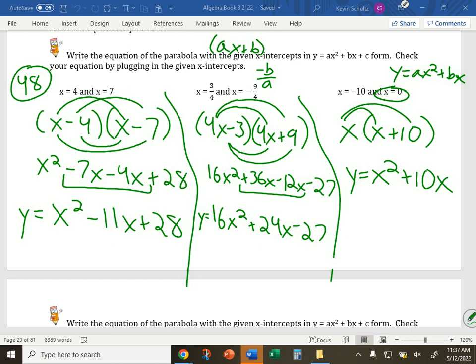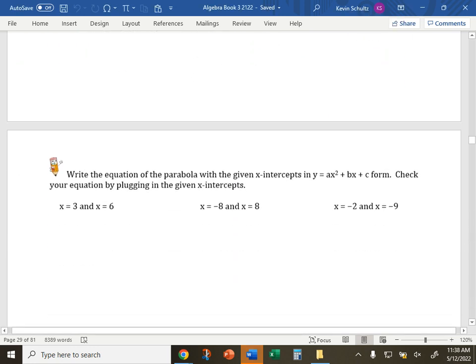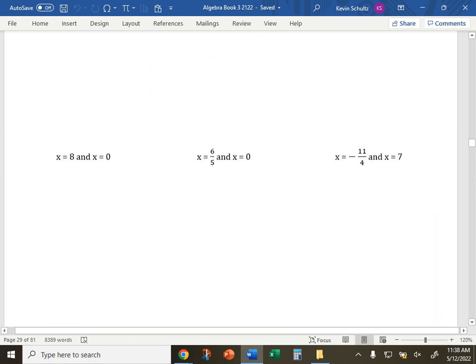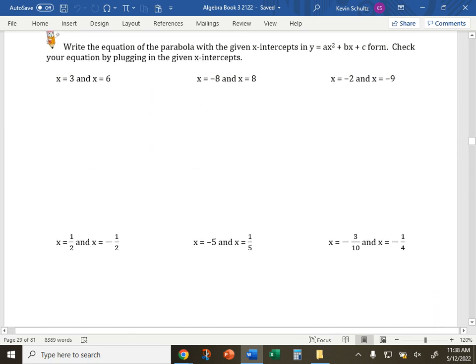Questions on this? Okay. Let's look at some more. I think it's just a one-pager from here on out. Yes, indeed. All right. Let's look at 3 and 6.